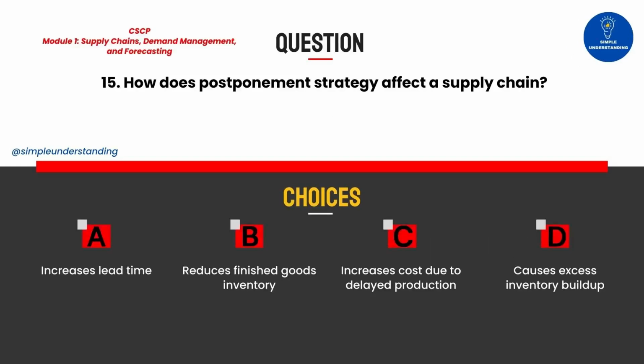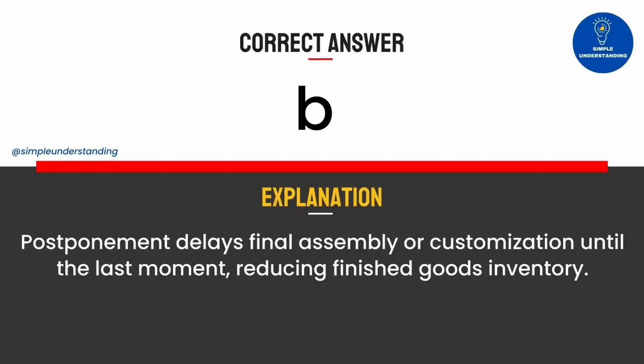15. How does postponement strategy affect a supply chain? A. Increases lead time. B. Reduces finished goods inventory. C. Increases cost due to delayed production. D. Causes excess inventory buildup. Correct answer B. Explanation. Postponement delays final assembly or customization until the last moment, reducing finished goods inventory.